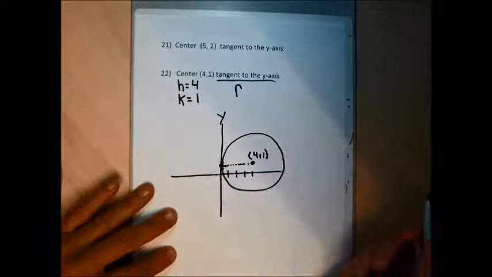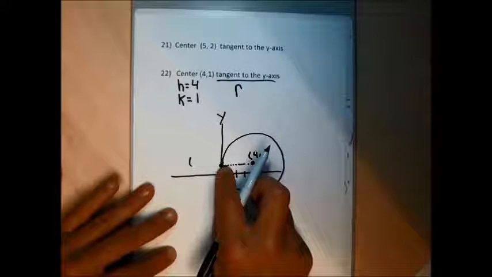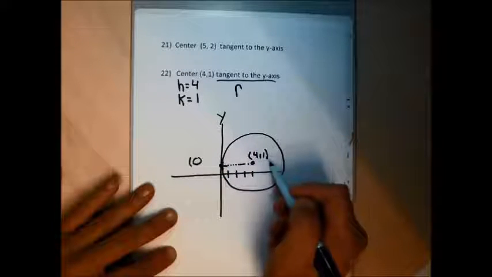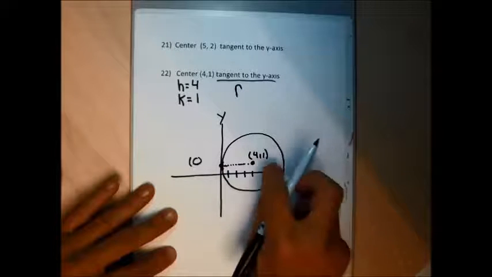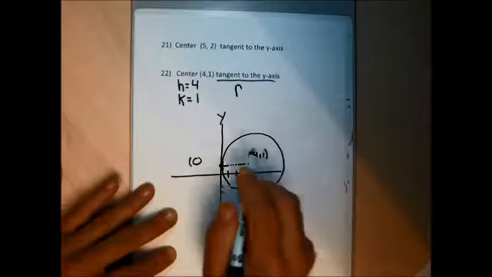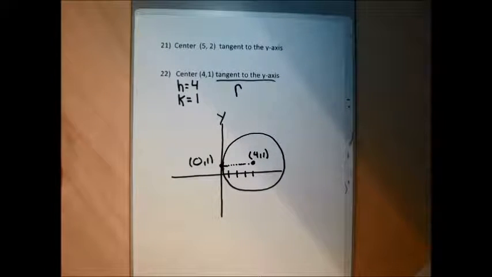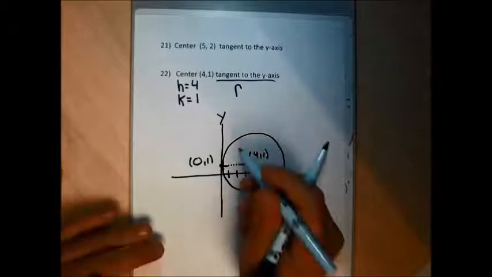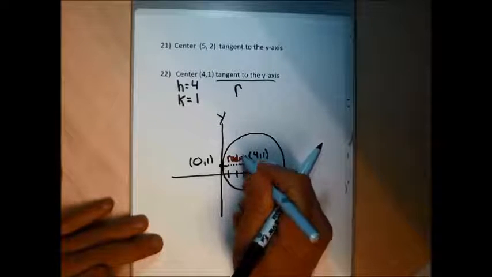And now I have to know how to describe that point. Any point on the y-axis, it's a y-intercept in some sense. Its y-coordinate is always 0. And its x-coordinate, because it's on this horizontal line of y equal to 1, is going to be 1. So now I'm going to find the radius. This is my circle. I drew it tangent to the y-axis, and I'm going to find my radius.